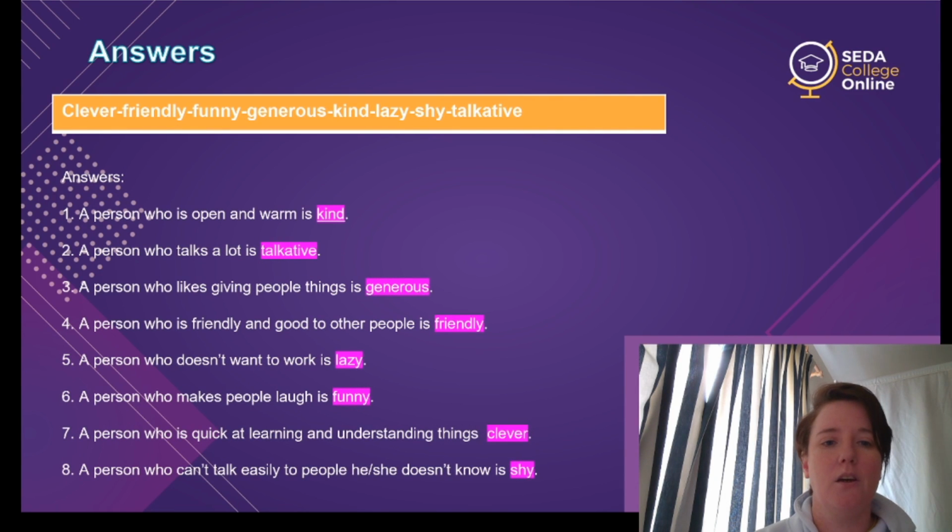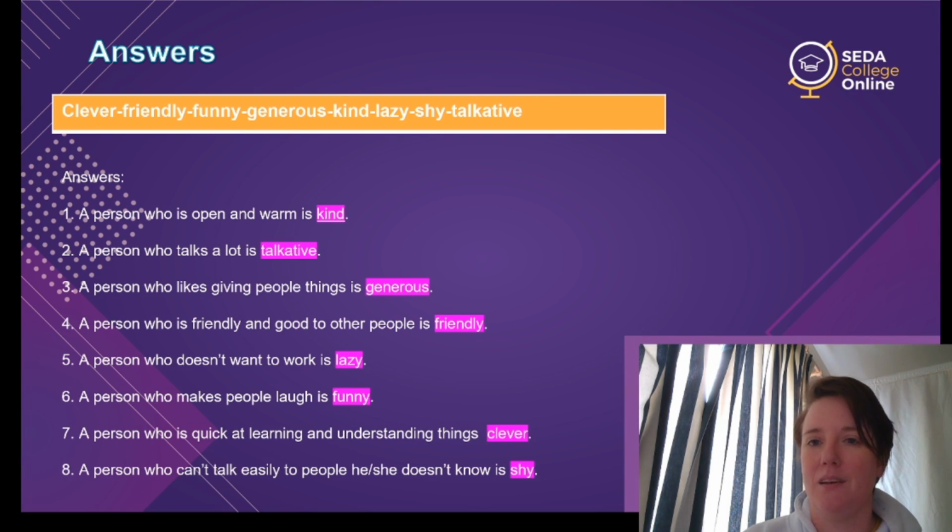Right, so a person who is open and warm is kind. A kind person, open and warm. A person who talks a lot is talkative. A person who likes giving people things is generous. Cakes. Likes giving cakes. A person who is friendly and good to other people is friendly. A person who doesn't want to work is lazy.